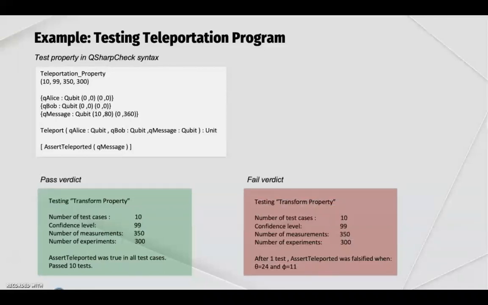There are 2 significant points in this report. Firstly, it shows after how many test cases the test failed. In this case, after 1 test, it failed. Secondly, it tells us what the counterexample is. Here, the counterexample is specified by the values of theta and phi. Therefore, the tester can easily find the state of counterexample qubits in Bloch sphere.